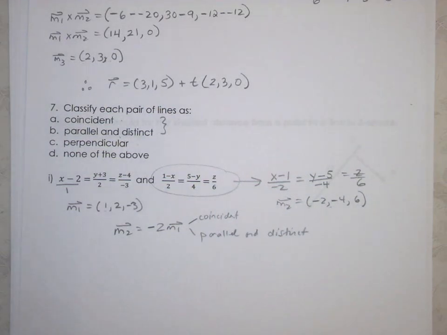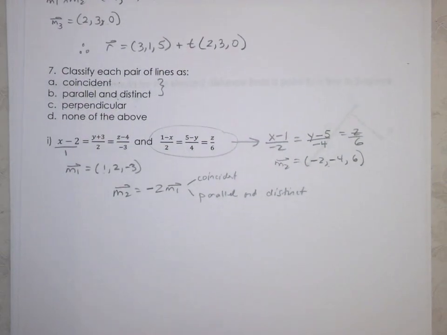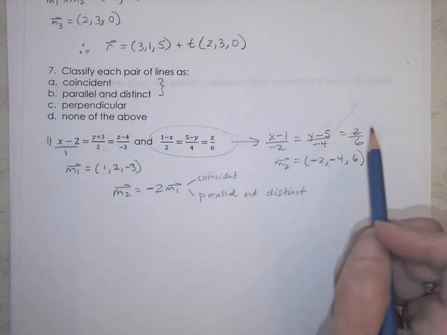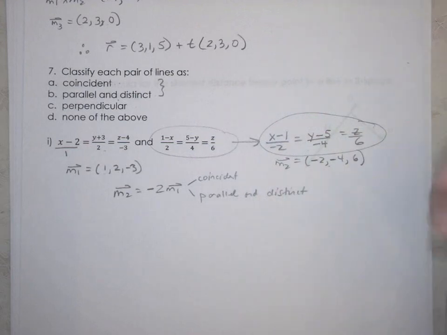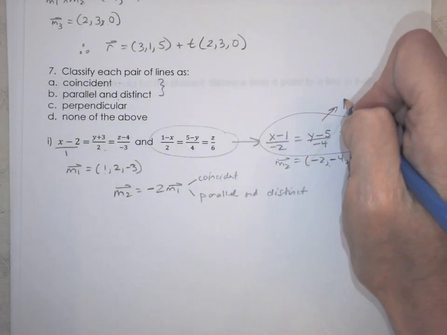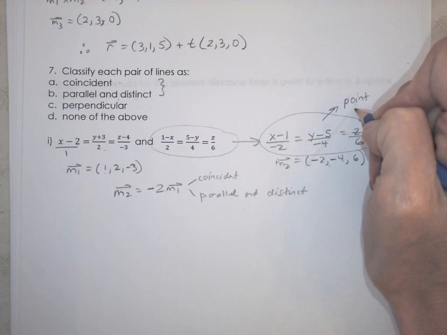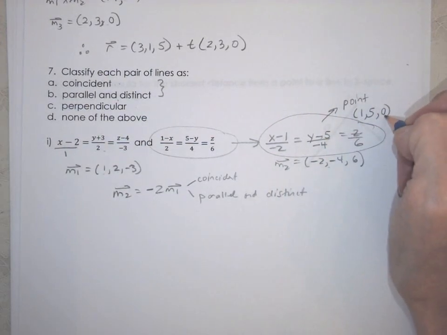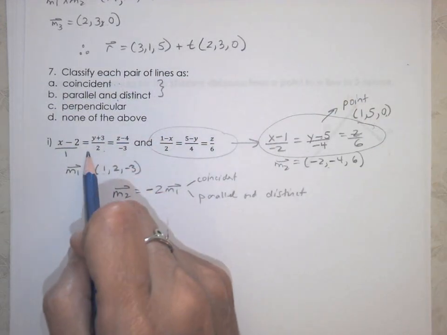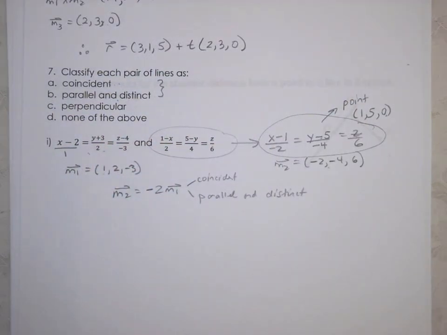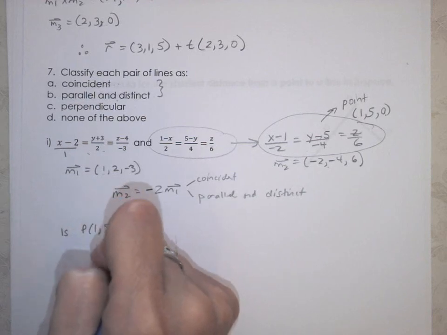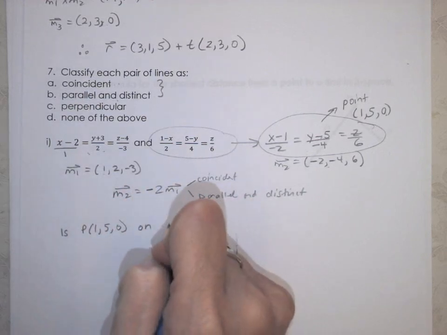And our test to see which one of those two we have is to see if a point we know is on one line is also on the other line. So what point do I know on this line? Well, I know that the point 1, 5, 0 is on this line. If it's also on my first line, then I know that the lines are coincident. So my test is going to be, is the point 1, 5, 0 on R1?